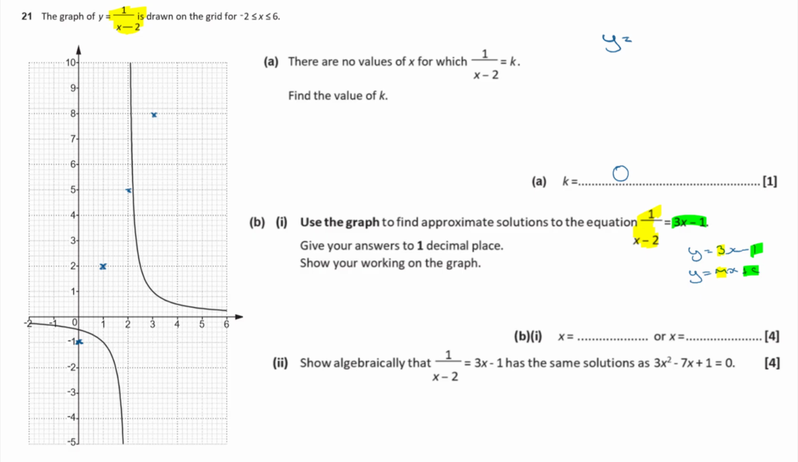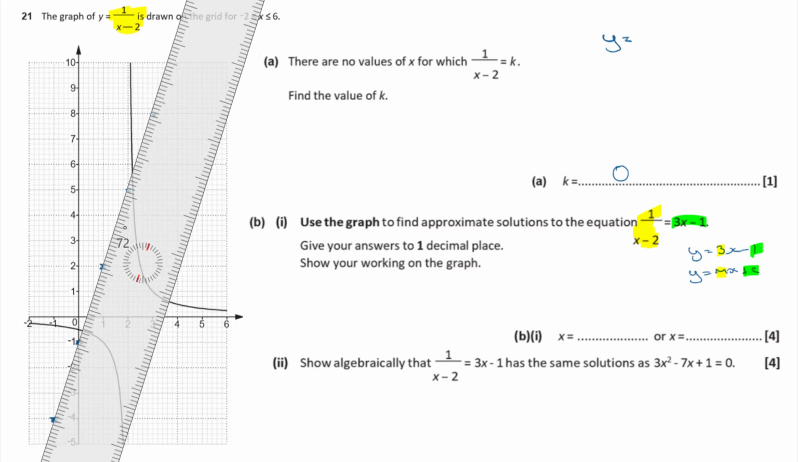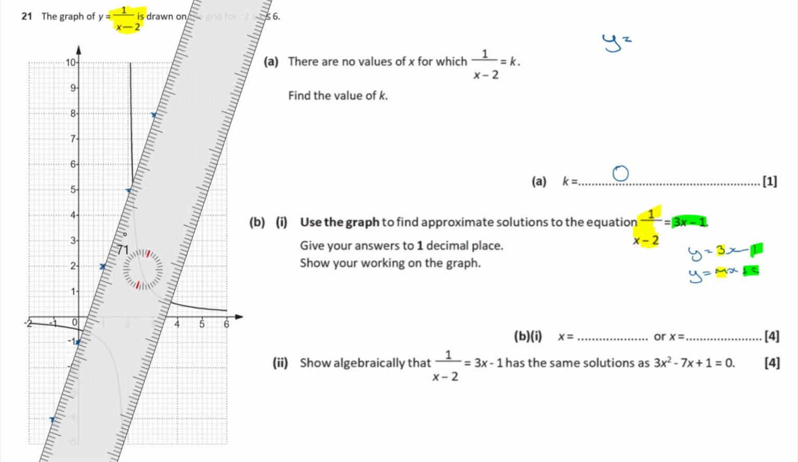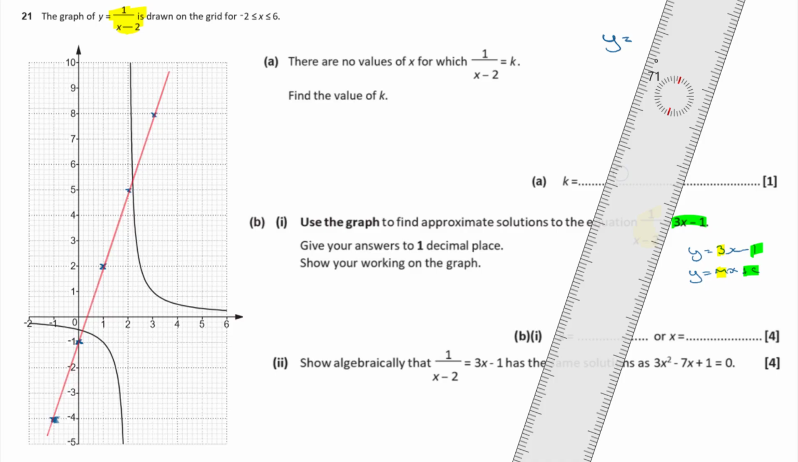Maybe I can plot one lower as well. 1, 2, 3 down, and 1 to the left there. Okay, so I've got my points. I can now join them up with a straight line. And where this line crosses my curve, that should be the solutions to the equation that they're asking me for. Okay, so I'm just going to draw that like that. So you can see there's a point of intersection kind of here, and there's a point of intersection down here.